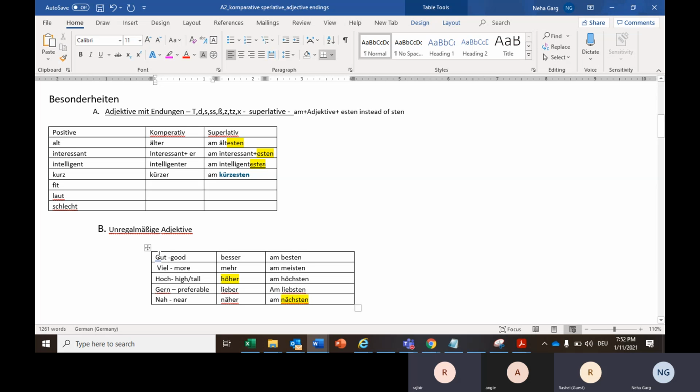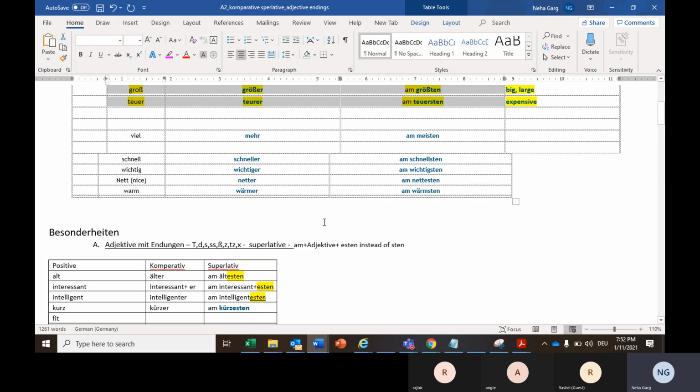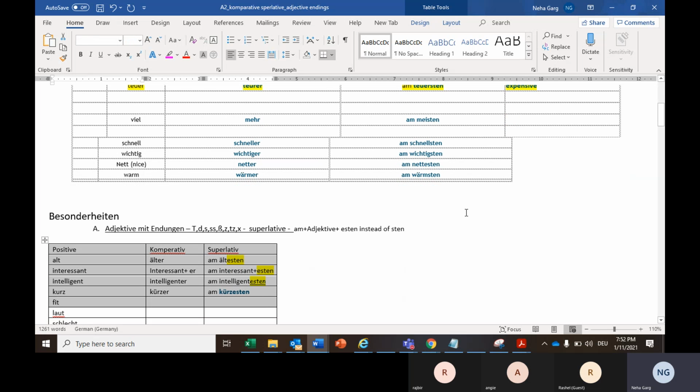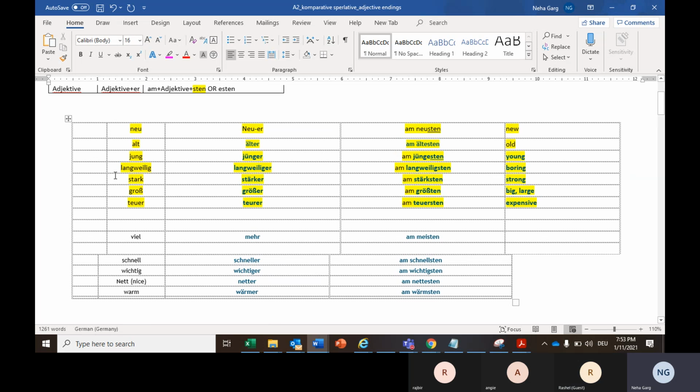So everyone, you have to pick two words from the irregular adjectives, and then three words from either here or here. So in total you have to pick five adjectives, and then you have to write a positive sentence, a comparative, and a superlative. Klar?